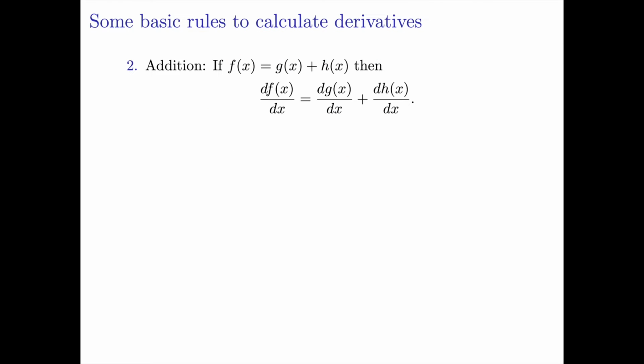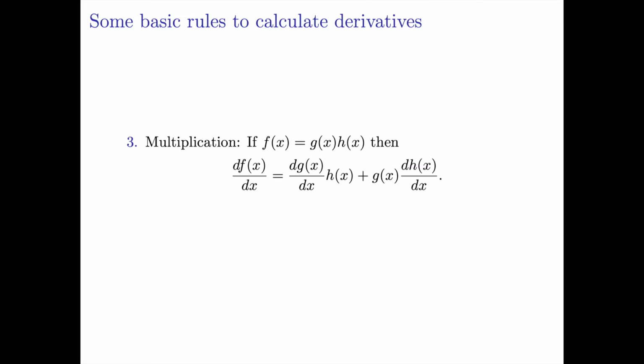What about a function that is the sum of two different functions? So we have some function g and we have some function h, and f of x is their sum. The rule for calculating the derivative of f is simply to take the derivatives of g and h respectively and add them together. What if f is the product of g and h? So for every x, f of x is g of x times h of x. In that case, you're going to follow the multiplication rule. The derivative of f at x is the derivative of g times h plus the derivative of h times g.